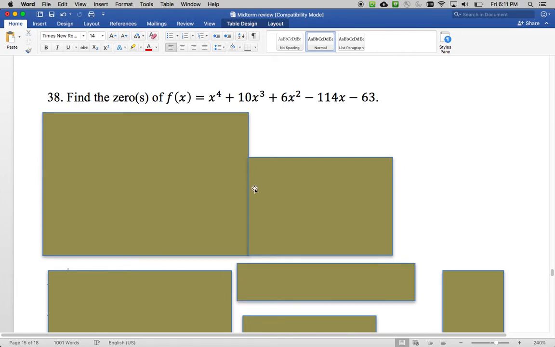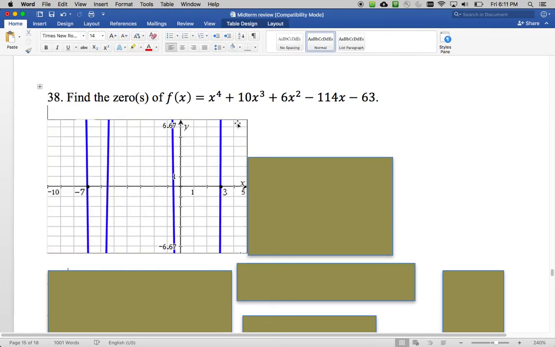Finding zeros of polynomials. Okay. First thing I want you to do is graph. When you graph it, you should have 4 x-intercepts, and you do have all 4. But guys, on this one, you are going to have to know the exact value of your x-intercepts.